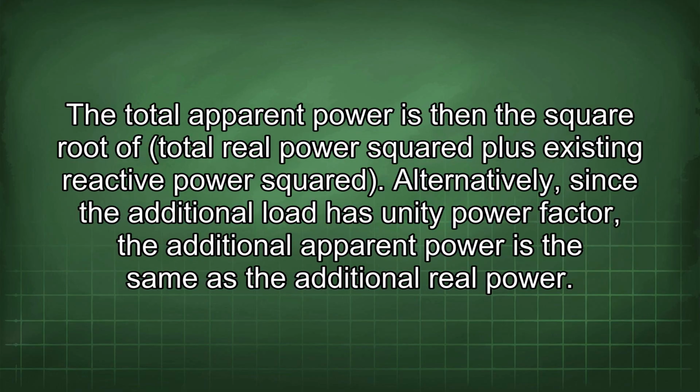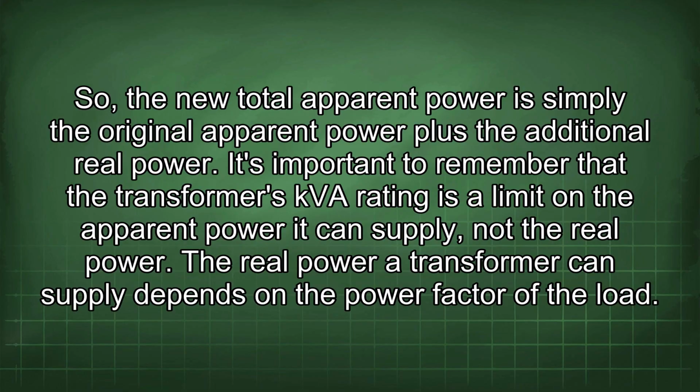The total apparent power is then the square root of total real power squared plus existing reactive power squared. Alternatively, since the additional load has unity power factor, the additional apparent power is the same as the additional real power. So, the new total apparent power is simply the original apparent power plus the additional real power. It's important to remember that the transformer's kVA rating is a limit on the apparent power it can supply, not the real power. The real power a transformer can supply depends on the power factor of the load.